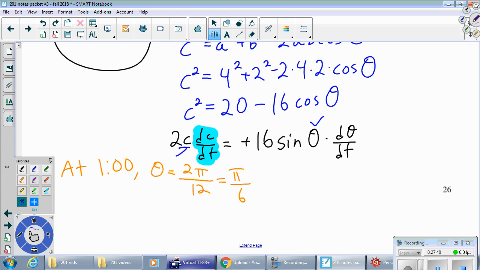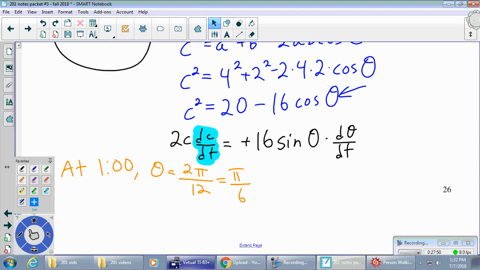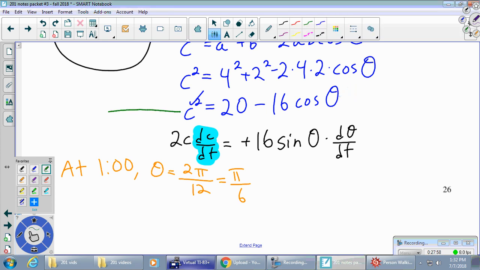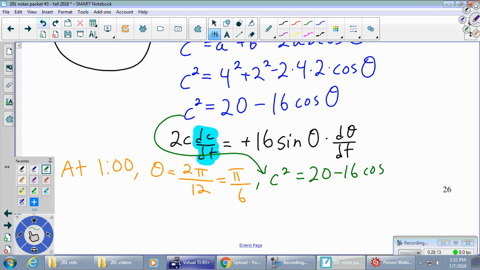How are we going to figure out what c is? Well, at this specific moment in time, if I know exactly what theta is, pi over 6, then I can use this equation right here. I can plug in pi over 6 for theta, and then I've got enough information to find c. So let's use that. c squared equals 20 minus 16 cosine of theta, which is now pi over 6.